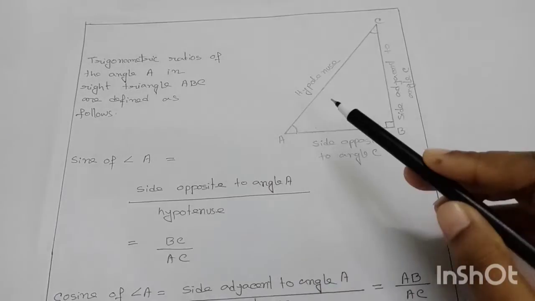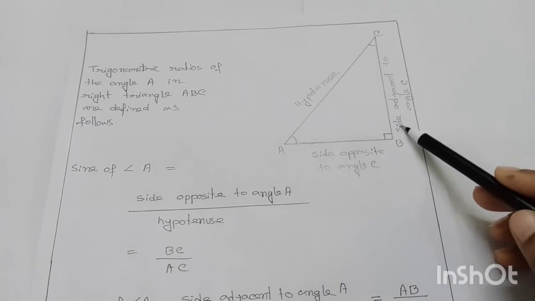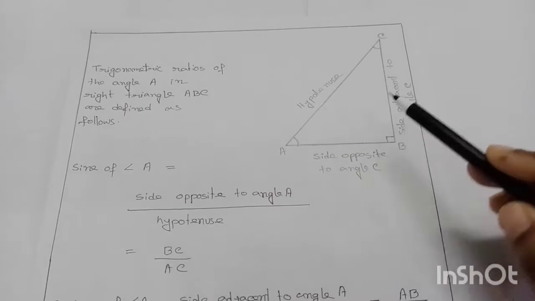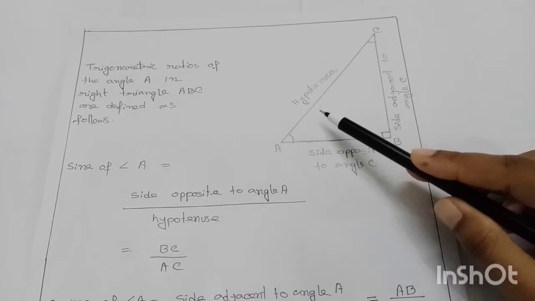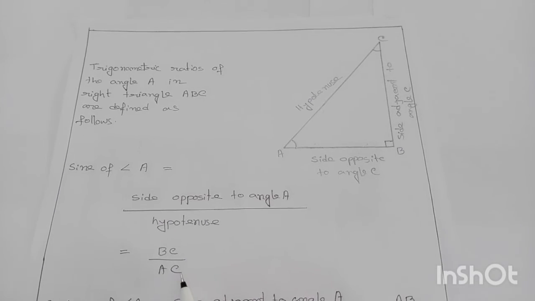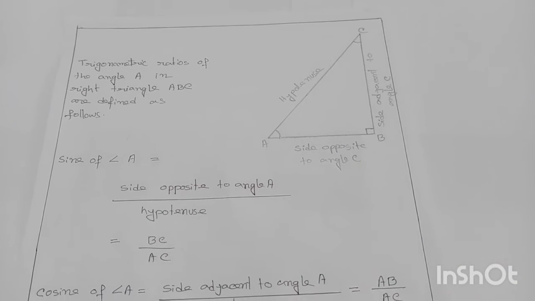Side opposite to angle A means, this is angle A, so the side opposite to angle A is BC. So from here we can write BC, and the hypotenuse is AC, the longest side of our right angle triangle. So in place of hypotenuse we can write AC. So sine A equals BC by AC.